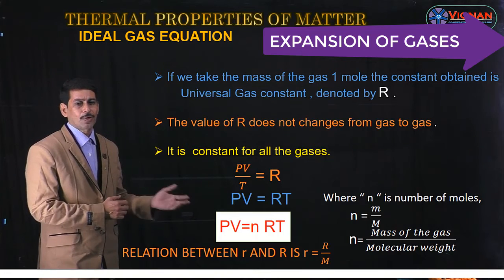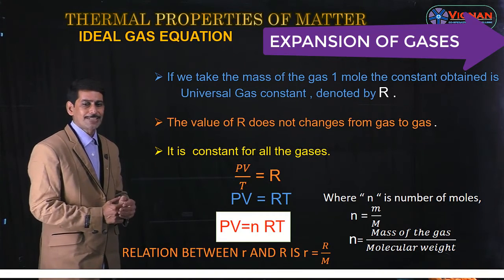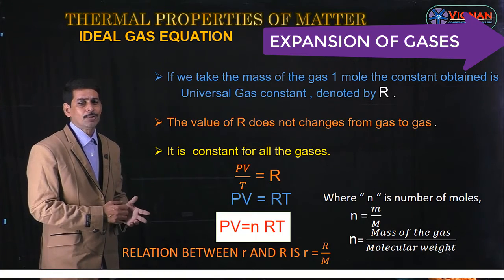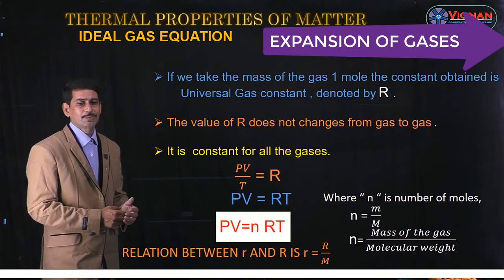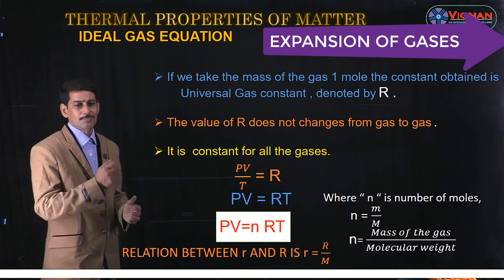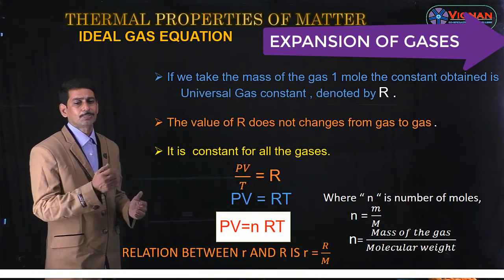So then it becomes PV by T is equal to capital R. So PV is equal to RT, this is for 1 mole, as we are considering initially 1 mole of a gas. PV is equal to nRT if we consider n moles of the gas. Here n is the number of moles of the gas, which is given by small m by capital M, that is mass of the gas by molecular weight.